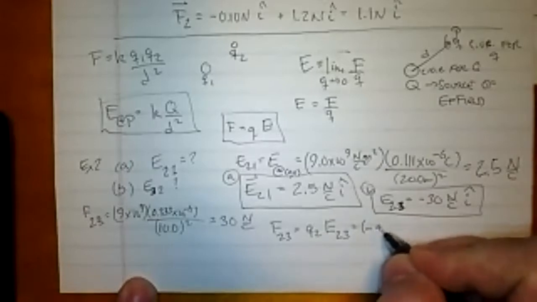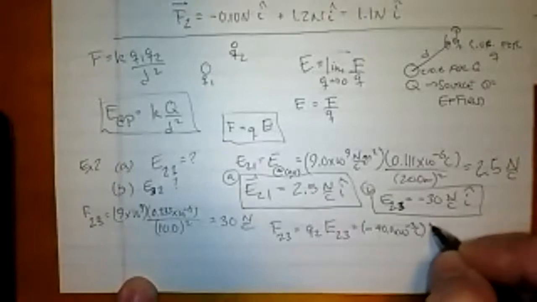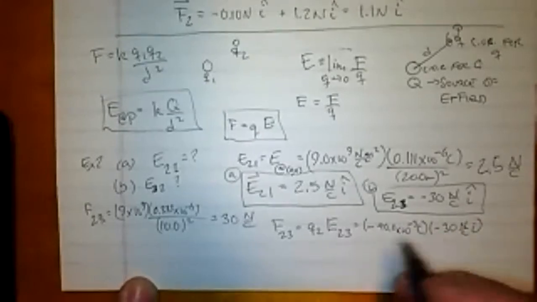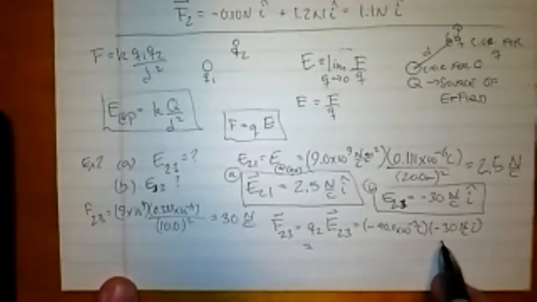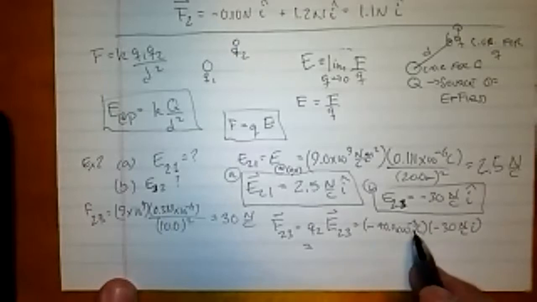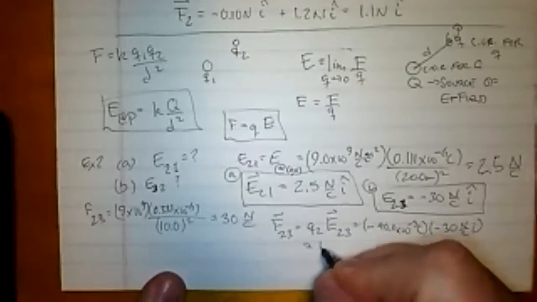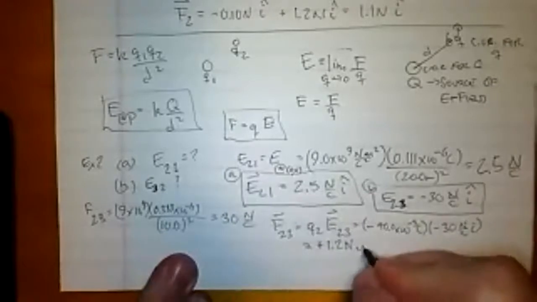So I'm going to say this is 40.0 times 10 to the negative third coulombs, and I'm going to multiply that by negative 30 newtons per coulomb I hat. And now I can put vector symbols on top of them. And when I do that, I get 40 times 30, and of course, 4 times 3 is 12. So this would be 1200 times 10 to the negative 3, which would be positive 1.2 newtons, okay, in the I hat direction.